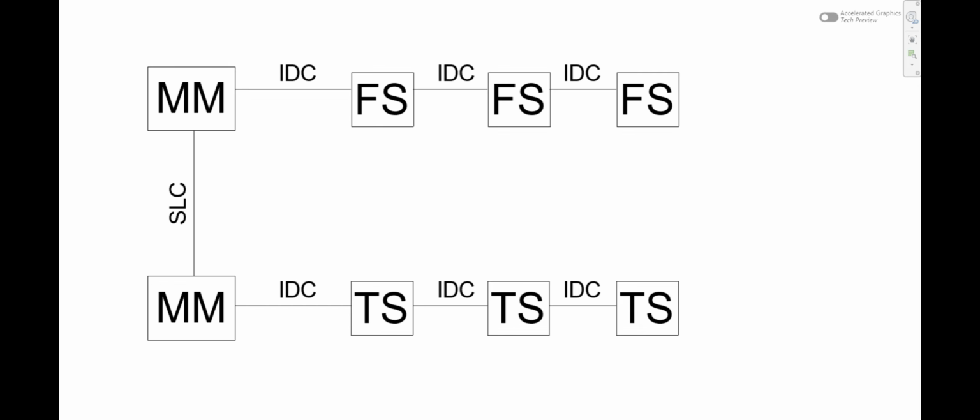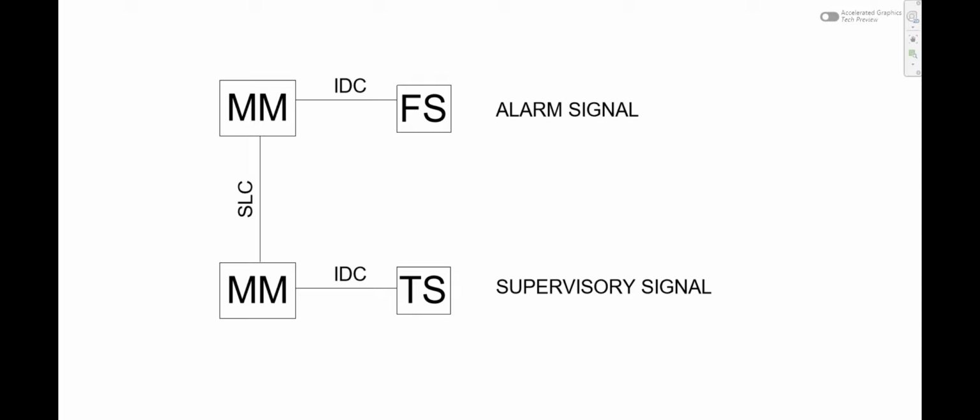But you cannot mix flow switches and tamper switches on the same circuit because it's a very simple circuit, and it's only going to send one type of signal. And a flow switch and a tamper switch send two different signals. A flow switch will send an alarm signal, and a tamper switch will send a supervisory signal. So if we want two different signals to be able to be sent, we have to keep these separated.